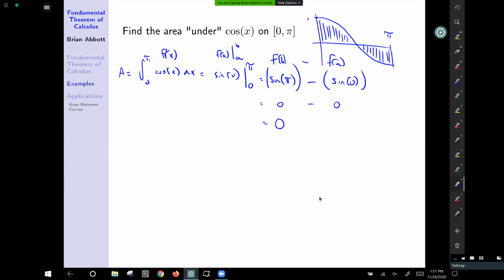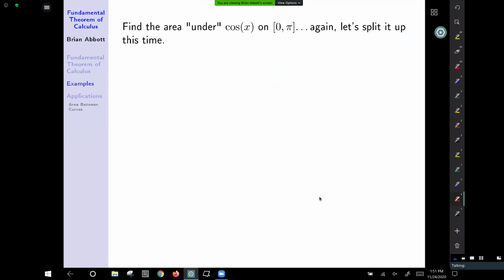But let's do this again, but this time let's split it up into two pieces. So, drawing the picture again. Let's see, green above, red below, just to use some colors here. So what happens in between? Where does it cross the x-axis, or the angle axis? Let's call it the angle axis, at pi over 2.